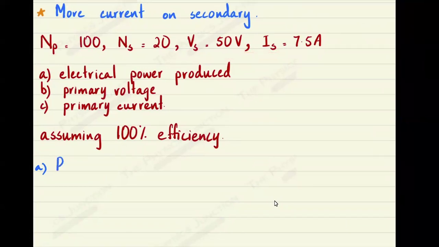So power equals VI. So 50 times 7.5. Let's do this. So that turns out to be 375 watts.